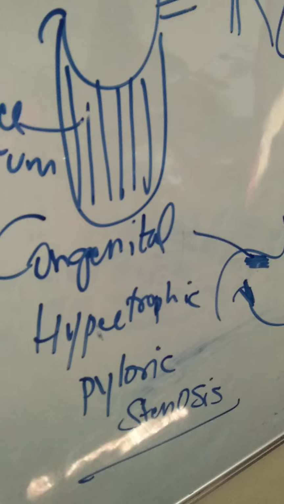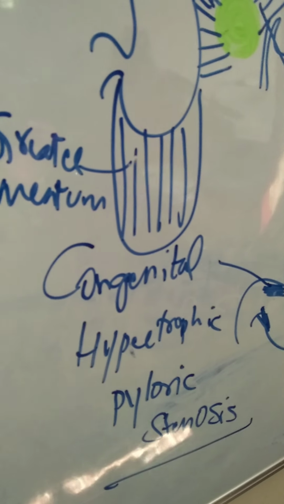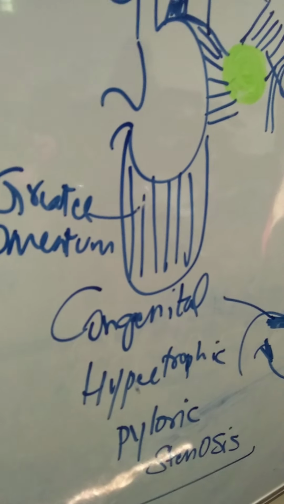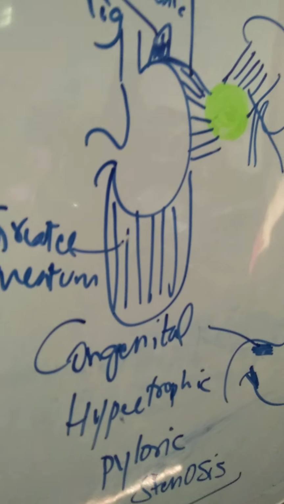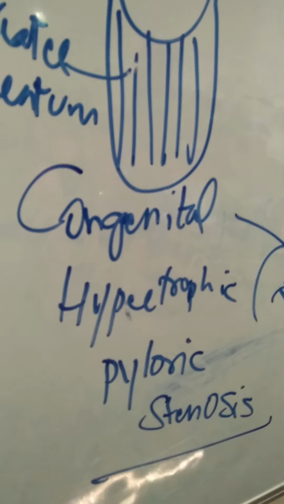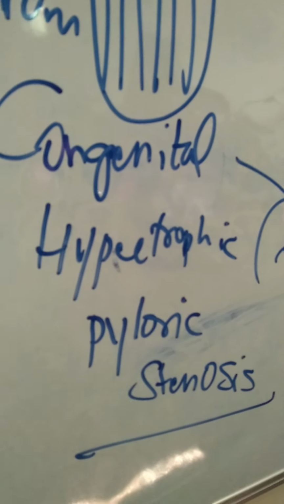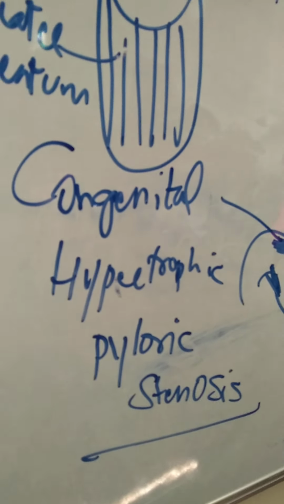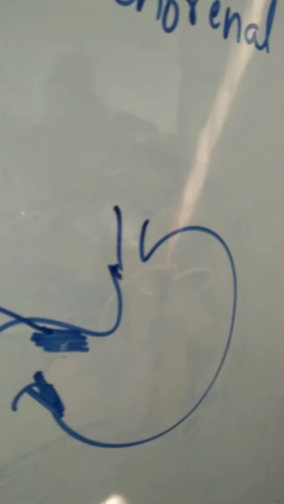The child will have severe vomiting between the first 2 weeks of life, and failure to grow. Usually it happens in a male child more than in a female child. It is called CHPS, congenital hypertrophic pyloric stenosis. It's one of the congenital anomalies in which the pyloric sphincter, which should normally be a sphincter or a valve, now becomes really thickened.